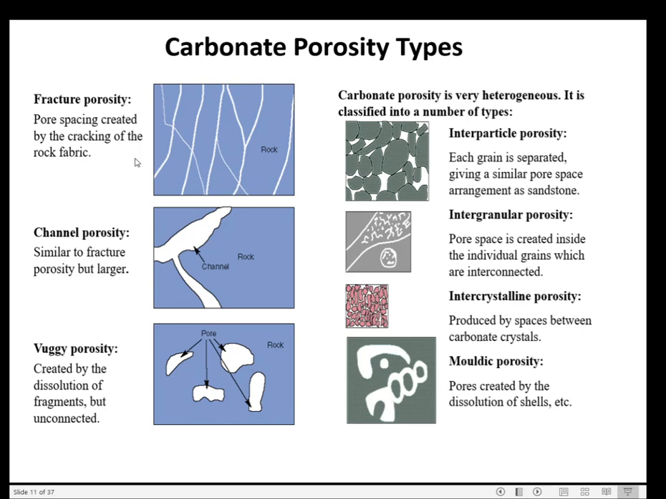For fracture porosity, channel porosity, and vugs, in this case you can find them as secondary porosity. For fracture, this kind of fracture in the rock itself, you can see there are a lot of fractures, and sometimes the contribution of production comes from these fractures. For the channel porosity, you see it like a fracture but a little bit bigger on the sides. Vugs in this case are created by solution, so fragments but unconnected. Unconnected means this kind of void space has no connectivity between them. To me, this is useless for production in this case.